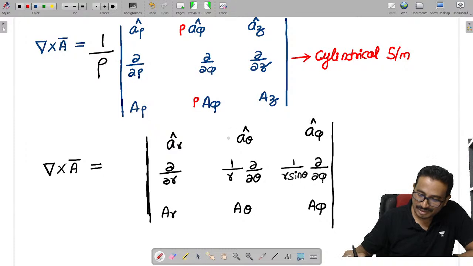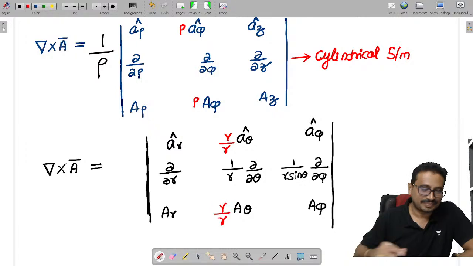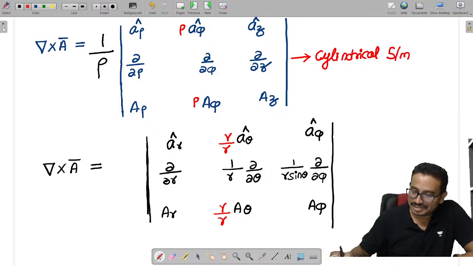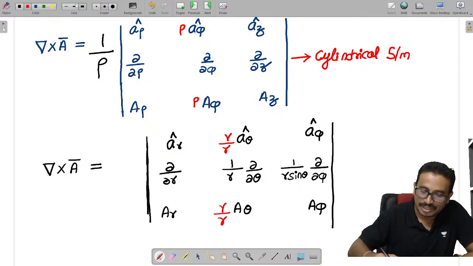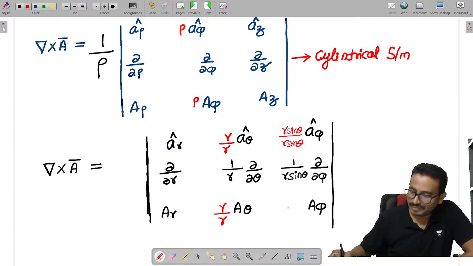देखो इधर. I am multiplying and dividing with r here. Yes. Next, multiplying and dividing with r sin theta. Here also r sin theta से multiply किया, divide किया.